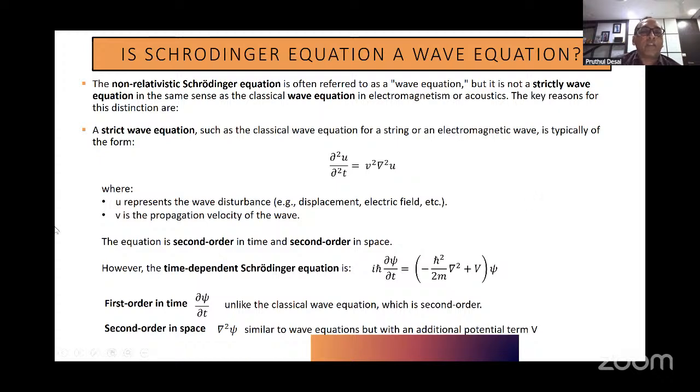In a classical wave equation, u represents displacement, electric field, etc., and v is the propagation velocity of the wave. So this is a typical wave equation. This equation is second order in time and second order in space, while the time-dependent Schrodinger equation is first order in time and second order in space. So in that sense, it is different.